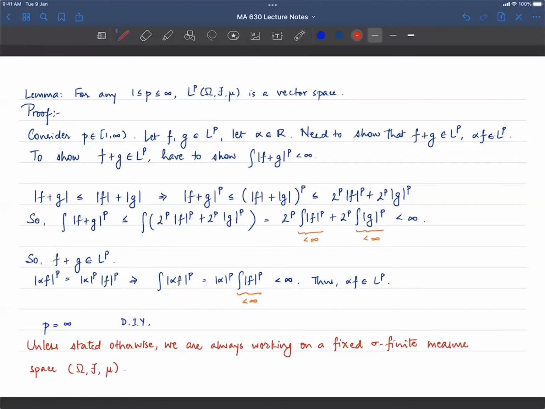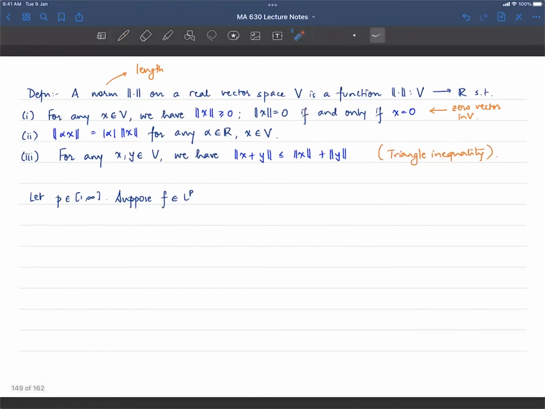All right, so I don't want to have to say this every time. Below, unless stated otherwise, we're always working on a fixed sigma finite measure space (Omega, F, mu). I will not say again and again that we are on a fixed measure space. That's why when I say suppose f is in L^p, you know that it's L^p of (Omega, F, mu).